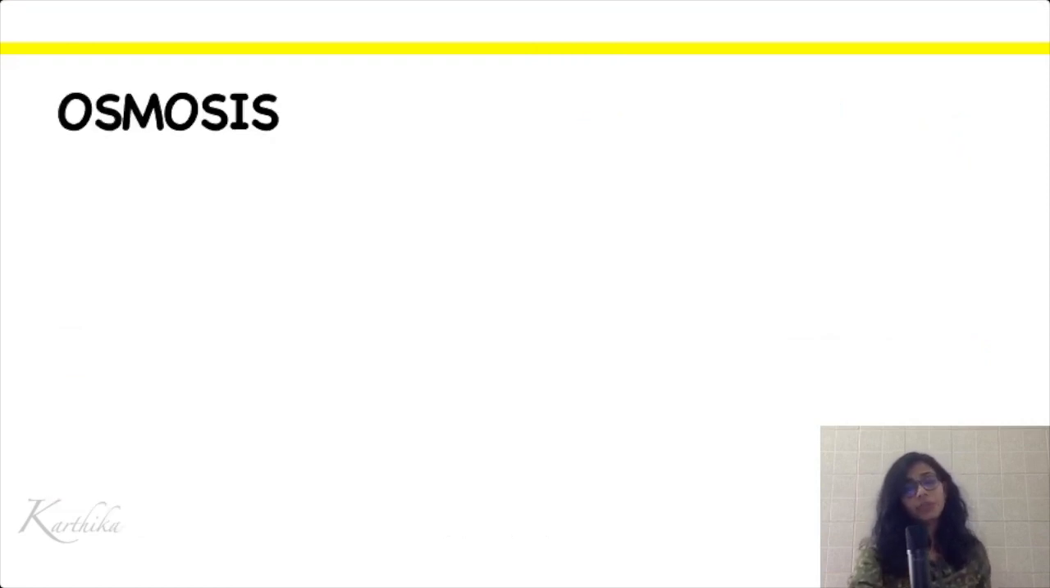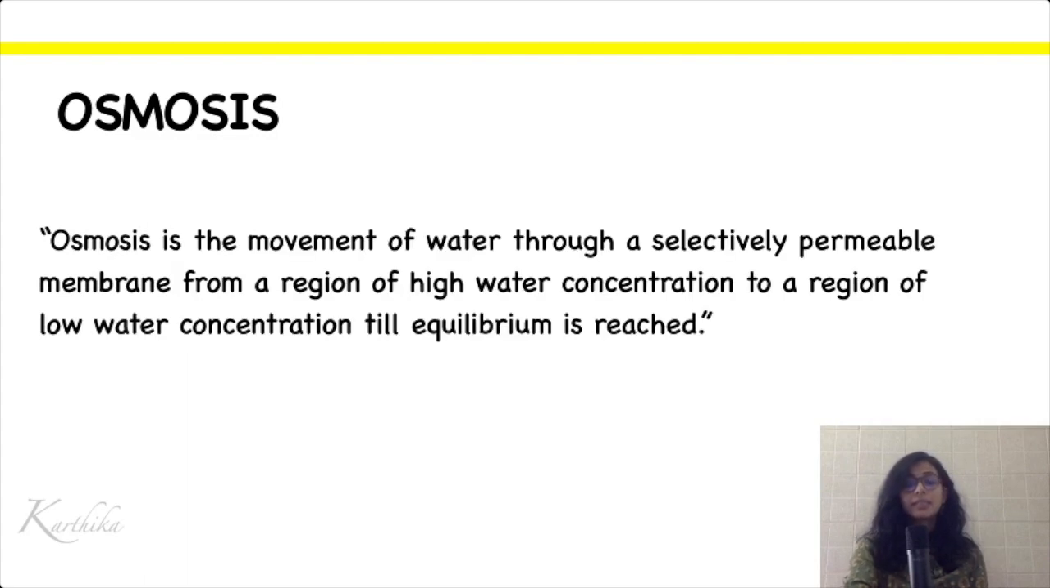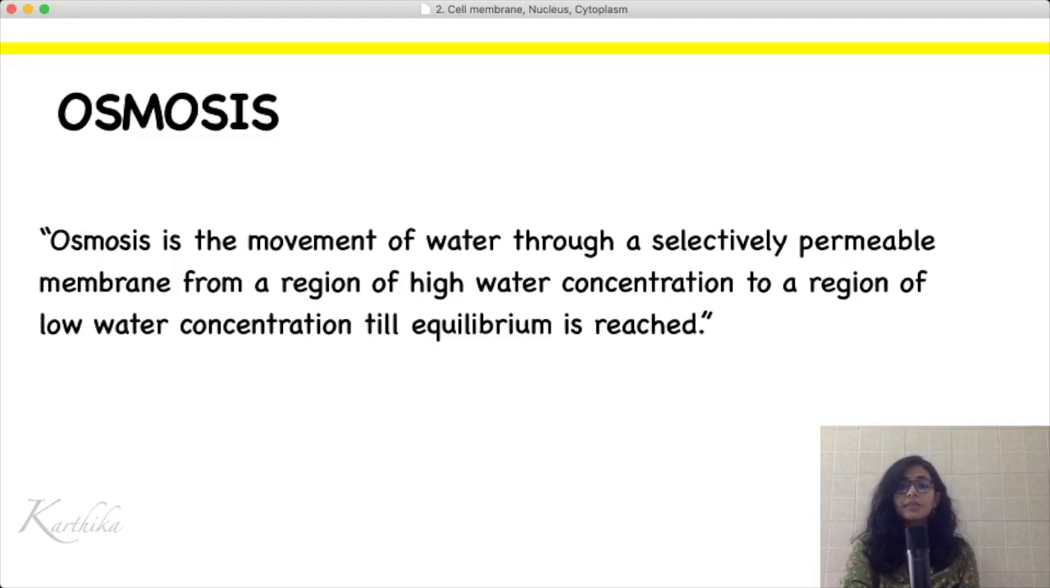Now, the second way, as we already saw in the previous slide, is osmosis. And in that, water is involved. So, osmosis is basically the movement of water through a selectively permeable membrane. In this case, biologically in our cells, the selectively permeable membrane is nothing but the plasma membrane or the cell membrane. Yeah, so movement of water through a selectively permeable membrane from a region of high water concentration to a region of low water concentration.